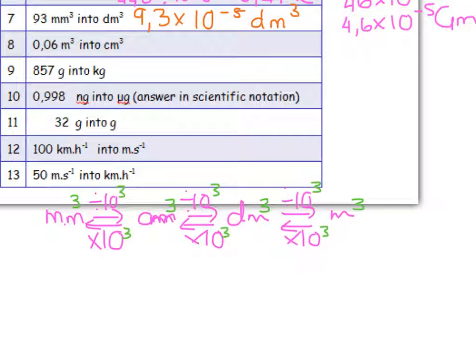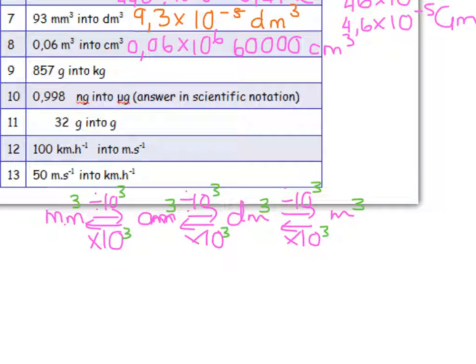If I'm going to go from meters cubed to centimeters cubed, I will multiply by a million. So it's 0.06 times by a million, which is times 10 to the power of 6. And when I punch that into my calculator, I either get 6 times 10 to the power of 4, or I get 60,000 centimeters cubed.